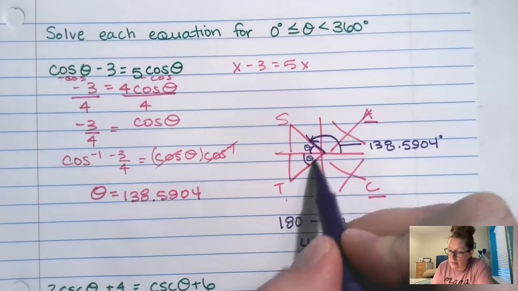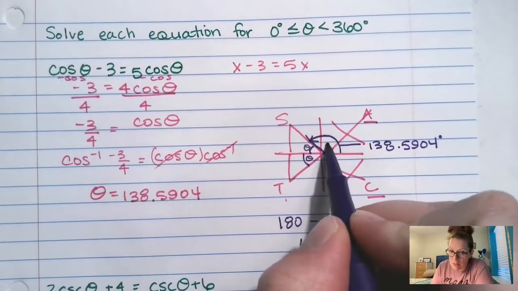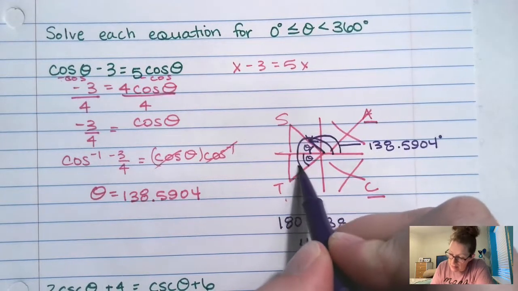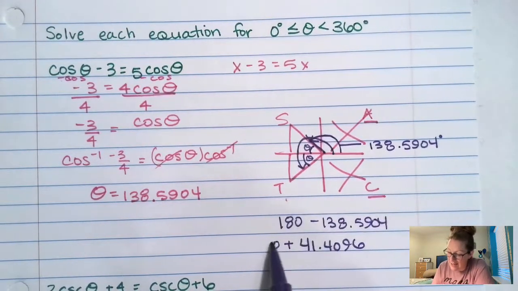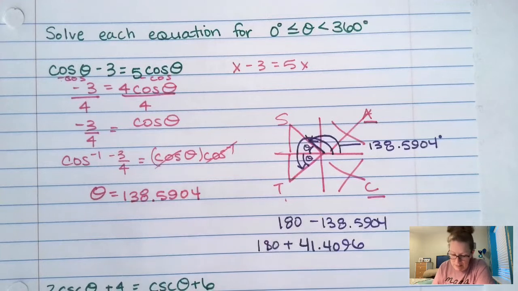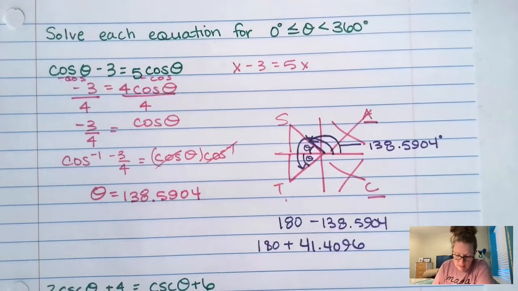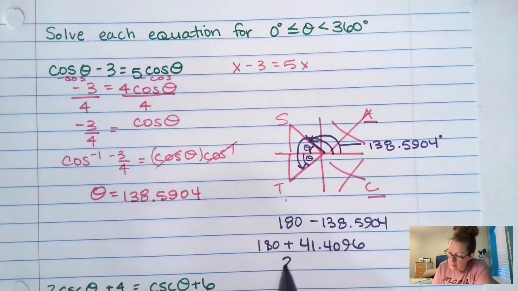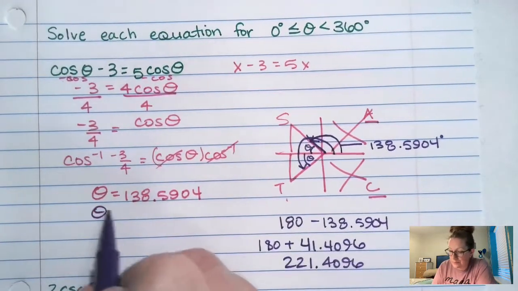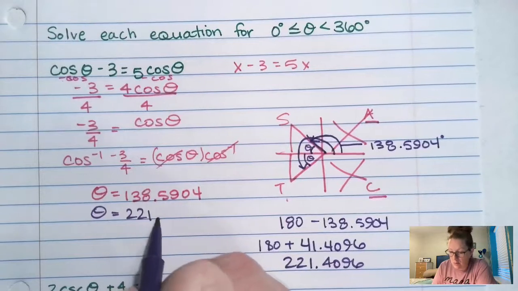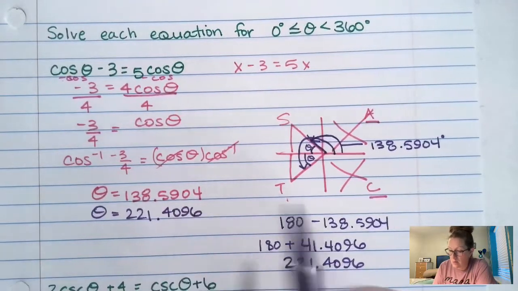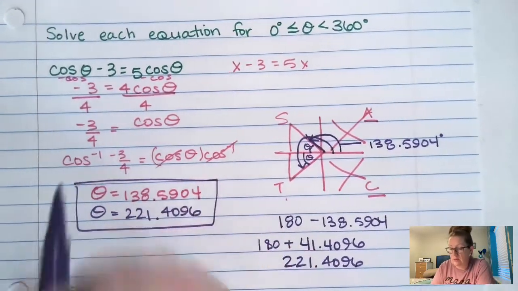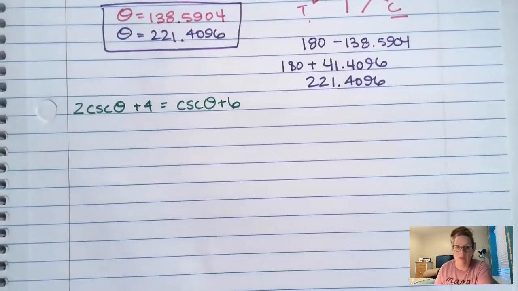Okay, so then I can figure out what this guy is. I have to go 180 plus that guy. So then if I add 180 to this guy, I get 221.4096. Okay, so there's those guys. All right, let's try another one.